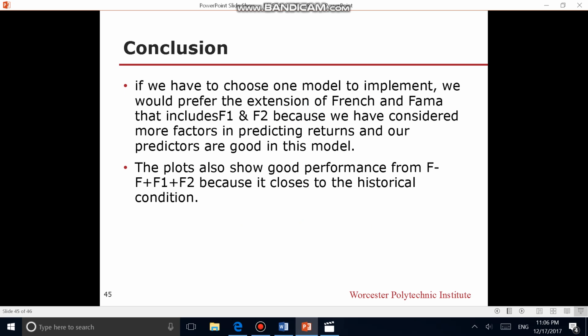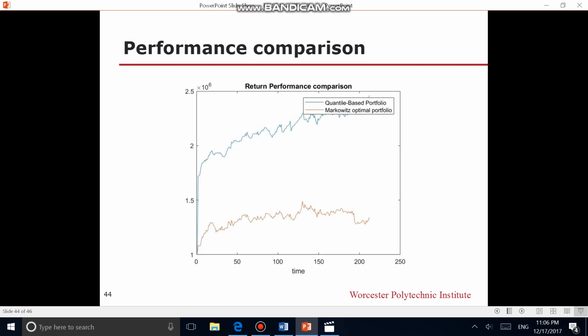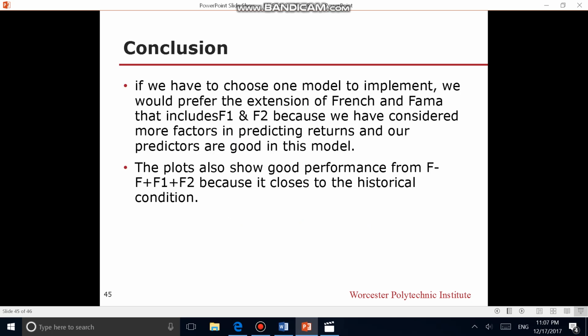And the conclusion: if we have to choose one model to implement, FF plus F1 and F2 could be a better choice because it is more similar to historical data. And from the plot, we can see that the quantile-based portfolio has better performance than the Markowitz optimal portfolio.